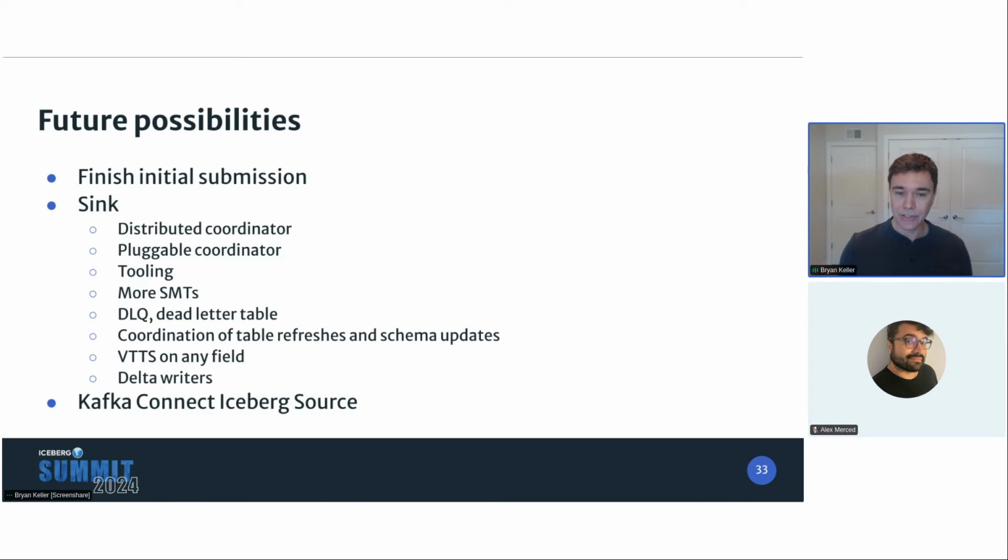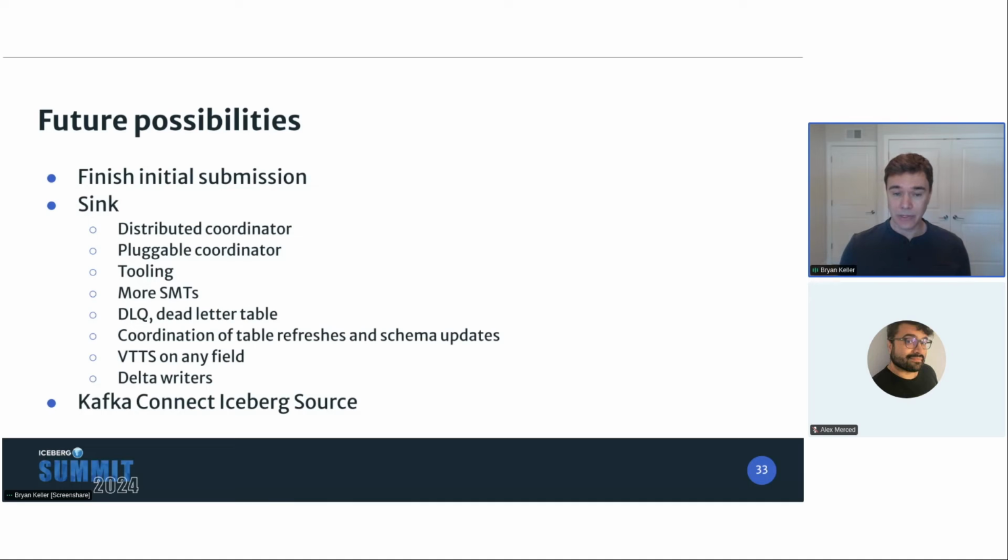Also, tooling such as reading from the control topic and making rollbacks easier, additional SMTs, dead letter queue or dead letter table support. So Kafka Connect has dead letter queue support, but it doesn't cover all of the error cases that we want.